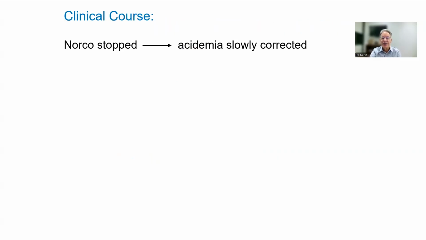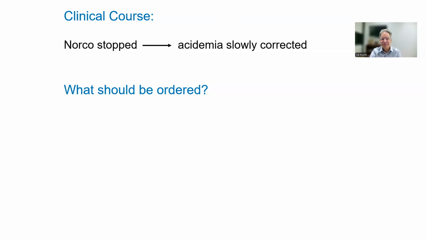So the question is, what happened clinically? Well, the Norco was stopped and the acidemia slowly corrected, suggesting that it was somehow related to the Norco. Now, if you remember, Norco is made of oxycodone and acetaminophen. So is this associated with oxycodone? No, it's associated with the acetaminophen.